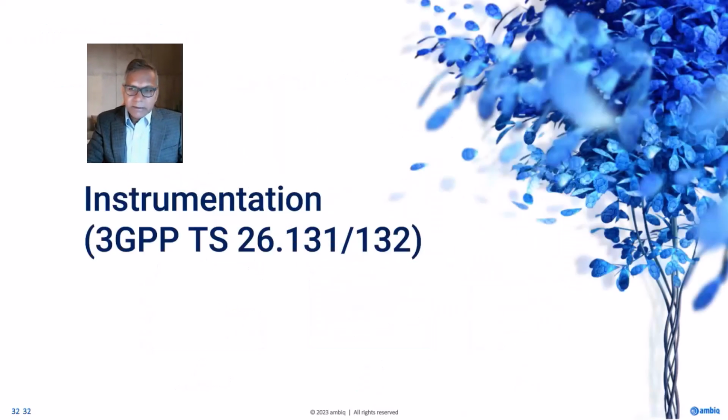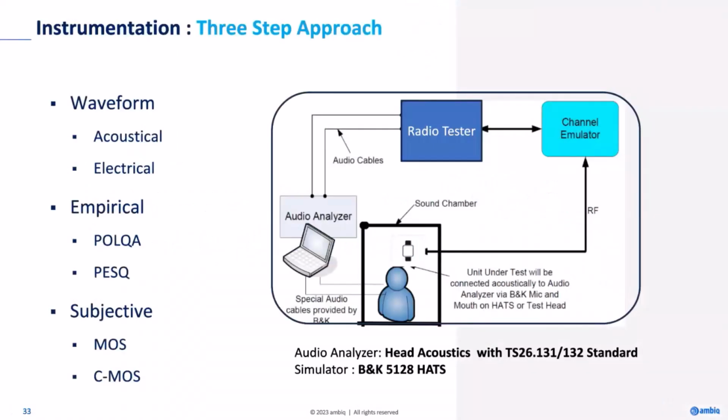The next topic is instrumentation. 3GPP has this requirement called TS 26.131 and 26.132. If you are using VoIP, it will be a different standard, ITU-T P.920. There are three approaches you will need: waveform analysis for acoustical and electrical characterizations, empirical techniques for analyzing voice quality, and then the subjective technique. There is no technique that can really replace a human being. Under different constraints, if you have a properly trained ear, you can identify many issues.